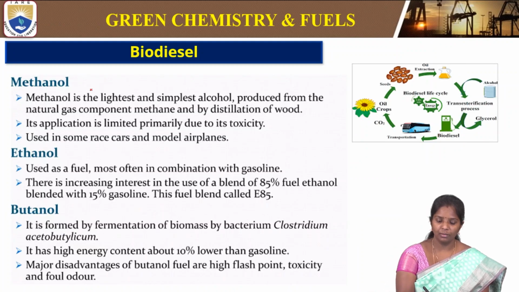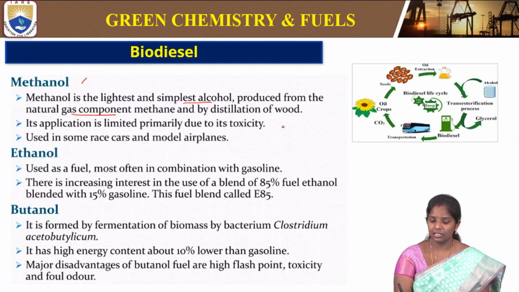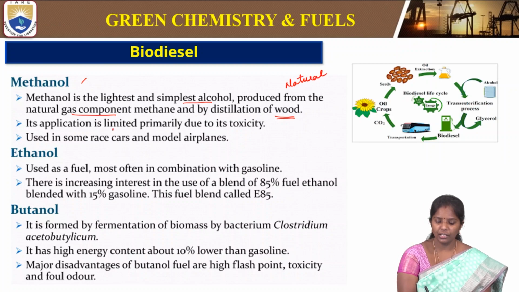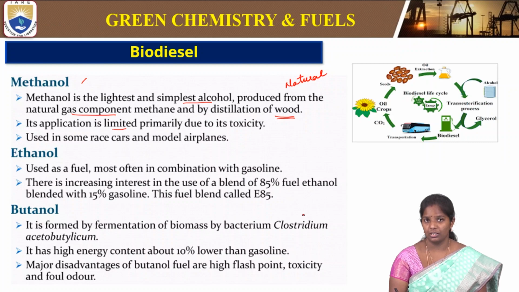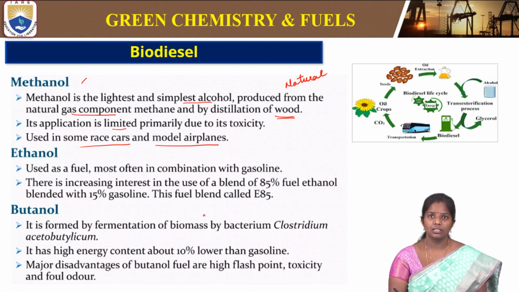One of the examples is methanol, the lightest and simplest alcohol, produced from the natural gas component methane and by distillation of wood. So from natural resources we are producing this, and its application is primarily limited due to its toxicity. This methanol is toxic in nature and affects the lungs, so its application is limited, and it is used in race cars and model airplanes. It has a high calorific value, therefore it is used in race cars and model airplanes.